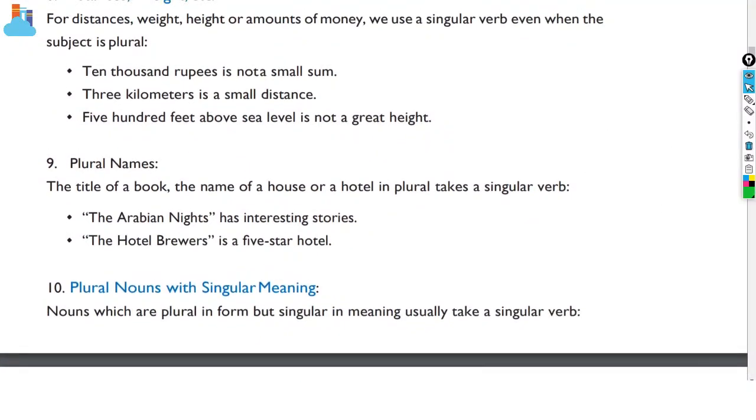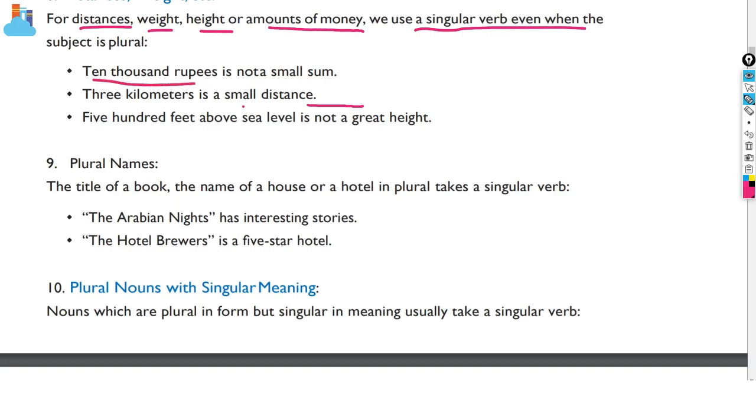When we talk about distance and weight, height or amount of money, we use a singular verb even when the subject is plural. Very, very important. Let us continue here. So we are talking about distances, weight, height or amount of money. We use a singular verb even though the subject is plural.